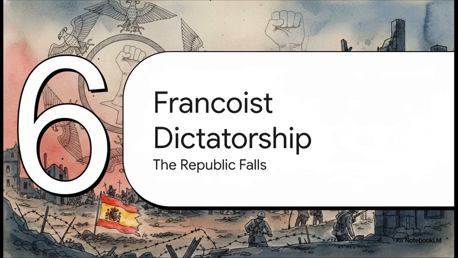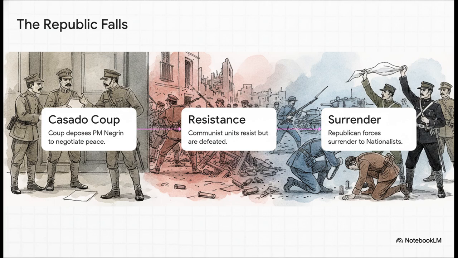Finally, Section 6, the Francoist dictatorship. By March of 1939, the internal collapse of the Republic was complete, and it happened in rapid steps. First, Colonel Sigismundo Casado led a coup against the Republican Prime Minister, Juan Negrin, establishing a National Defense Council to negotiate peace. Second, the military units controlled by the communists resisted this coup, leading to bloody street fighting right in Madrid, where they were ultimately defeated. Finally, with the Republic's leadership completely shattered, the remaining forces surrendered to the advancing Nationalists.